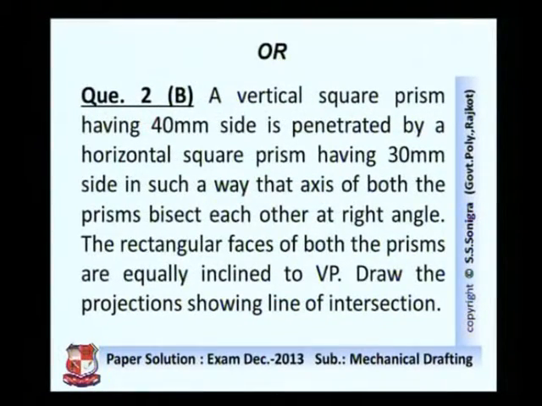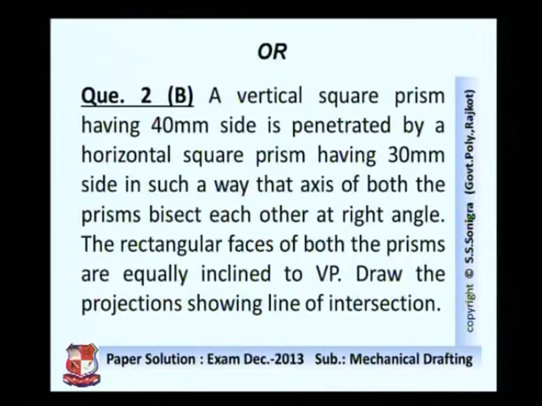Now next question, option or question 2B. A vertical square prism having 40 mm sides is penetrated by a horizontal square prism having 30 mm side in such a way that the axes of both the prisms bisect each other at right angle. The rectangular faces of both the prisms are equally inclined to vertical plane. Draw the projections showing lines of intersection.